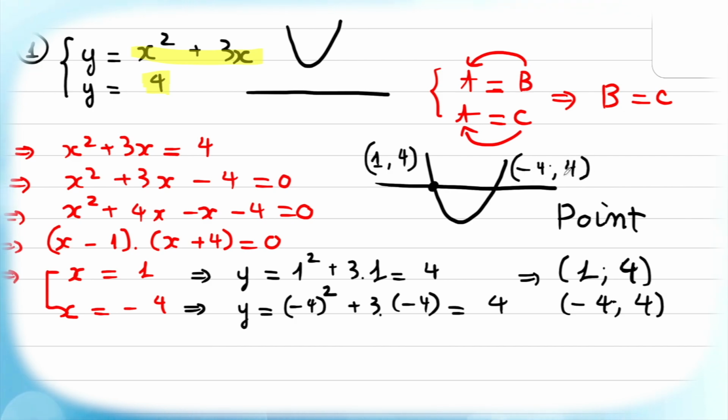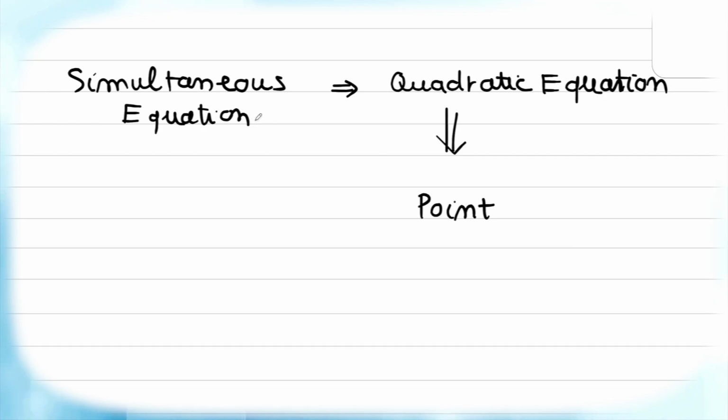Now, okay, simultaneous equation means convert that to a quadratic equation. And the answer has to be the point. That is the three main things when you learn about this kind of question. Simultaneous equation, we have quadratic equation, and the next step, the last one, you have to give your answer in the form of a point. That's it. The second example, we got question 2, y equal to x squared plus 4x and y equal to 5.